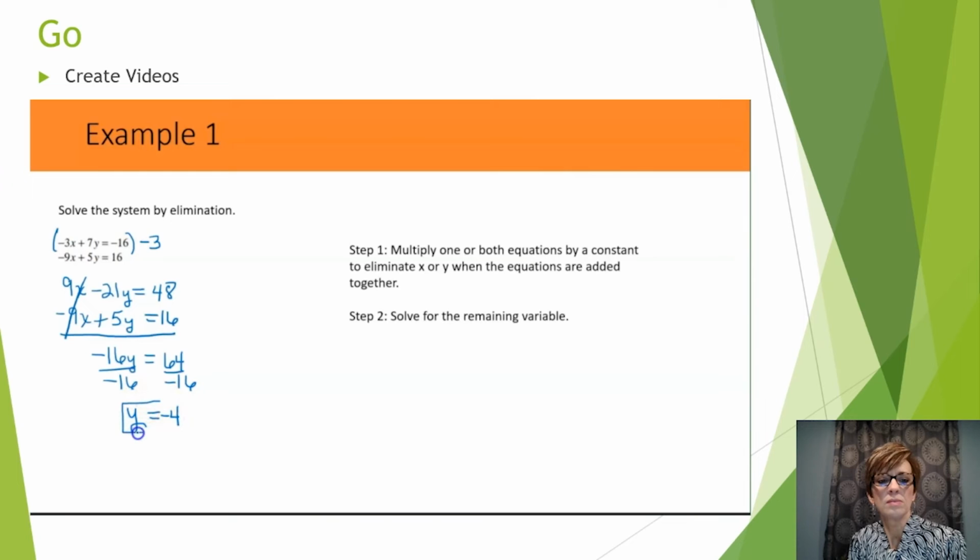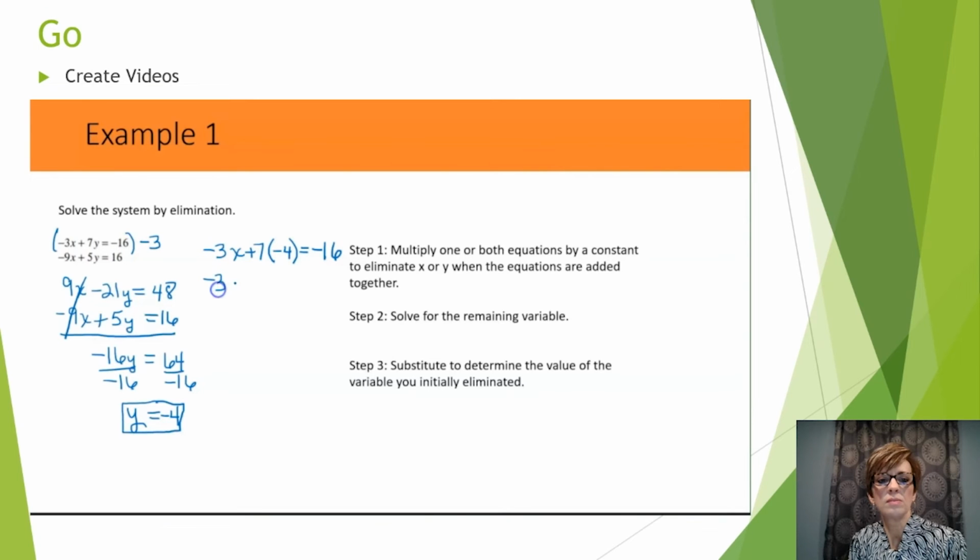Once we have found the value of the first variable, that brings us to step 3. And we want to substitute to determine the value of the variable that we initially eliminated. So I can choose to substitute in either equation. I will go ahead and substitute back into the first equation, -3x plus 7 times the value of y that I now have is equal to -16.